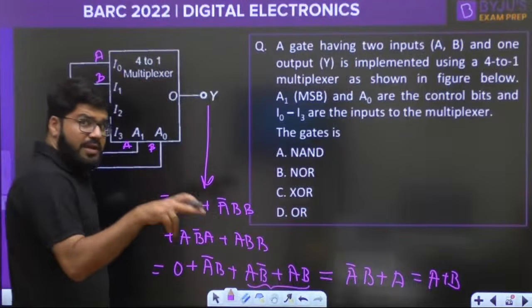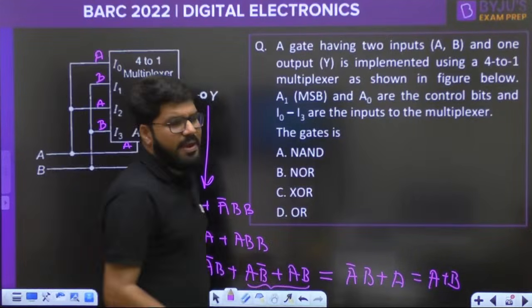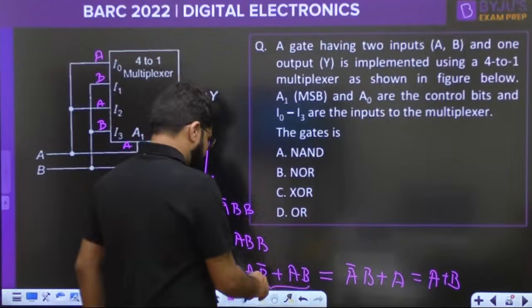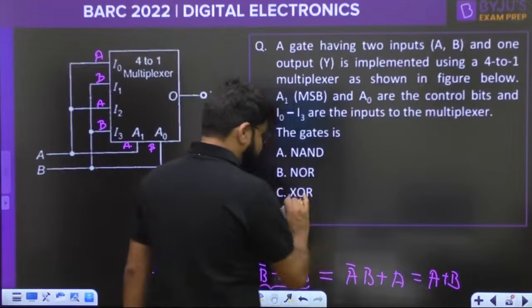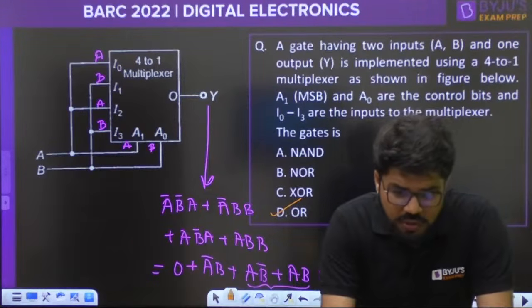Otherwise, I am trying to give you the hint earlier also. A bar B, A B bar, A B: 0, 1, 1, 0, 1, 1, the output is high. That is an OR gate basically, if any one of the inputs is high. So the correct answer is D. Correct answer is D. Some of you are giving C also, right?